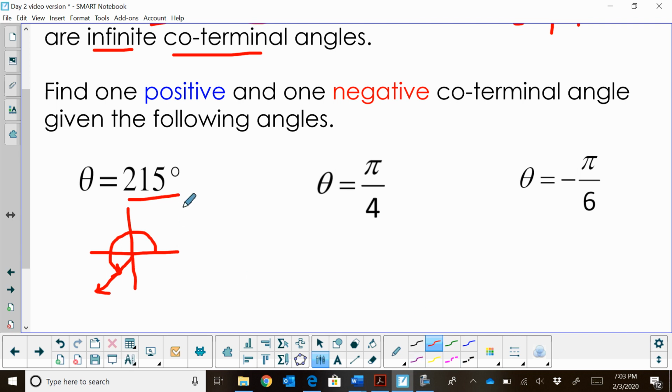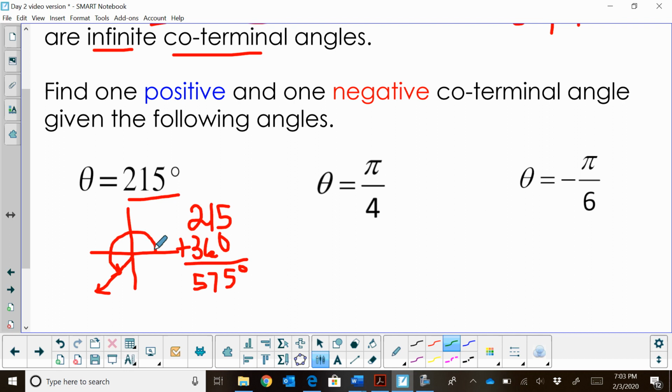Now I'm going to take 215, and I'm going to add a full circle. So I'm going to add 360 degrees. When I add that, I'm going to get 575 degrees. So now I'm going to draw that angle.